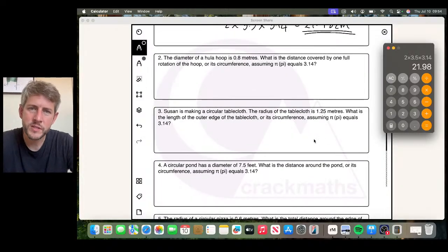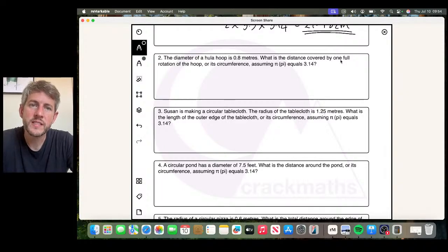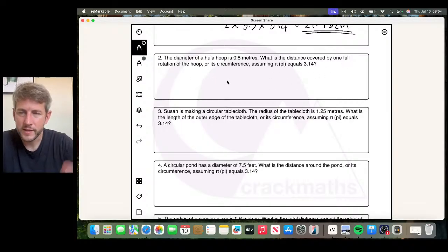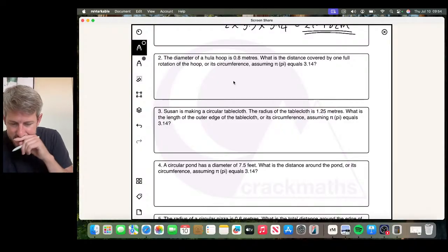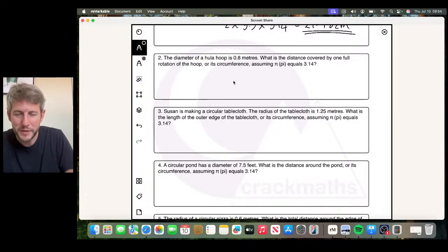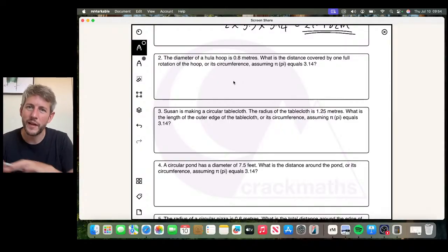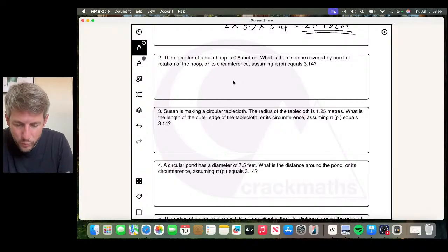Right, another story about a circle here. The diameter of a hula hoop is 0.8 metres. What is the distance covered by one full rotation of the hoop, or its circumference, assuming that pi equals 3.14? Okay, so the rotation of the hoop would be its circumference. I think because this is kind of like a training book, I've put in this bit to be nice and just give you an idea that these are different things that these could work out to be. Okay, so I'm actually okay with all of this.